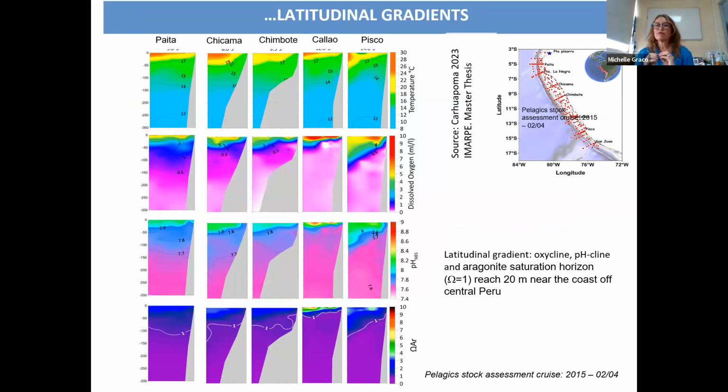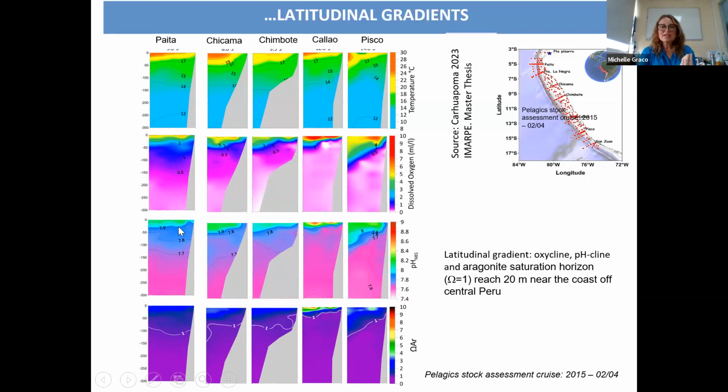And because we have some effort during some cruises to monitor between the coastal and the oceanic area, we can compare, for example, the north, like Paita or Chicama, versus the central Callao and the central south Pisco, and look at what happened in the condition of temperature, oxygen, pH, and the saturation of aragonite. And this is very important because the variability is so high. In the north part, we can observe that the oxygen depletion is not so significant like in the central part and the south.